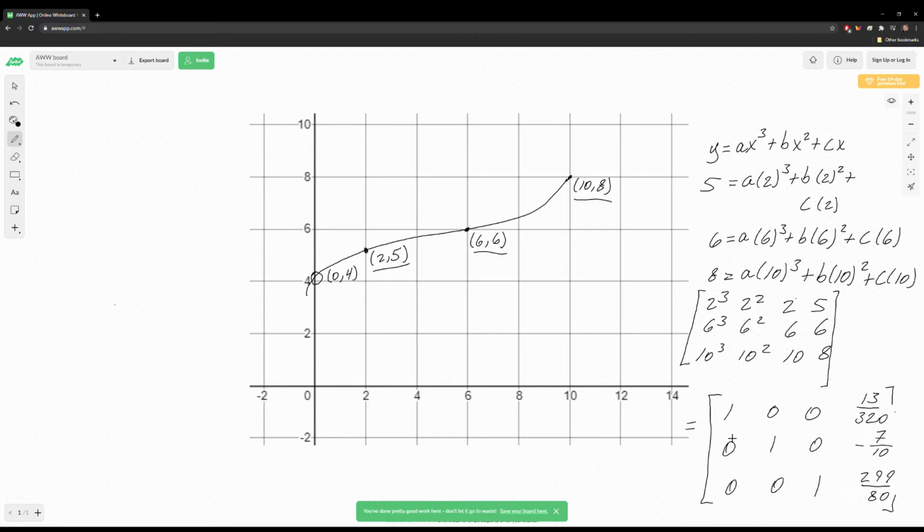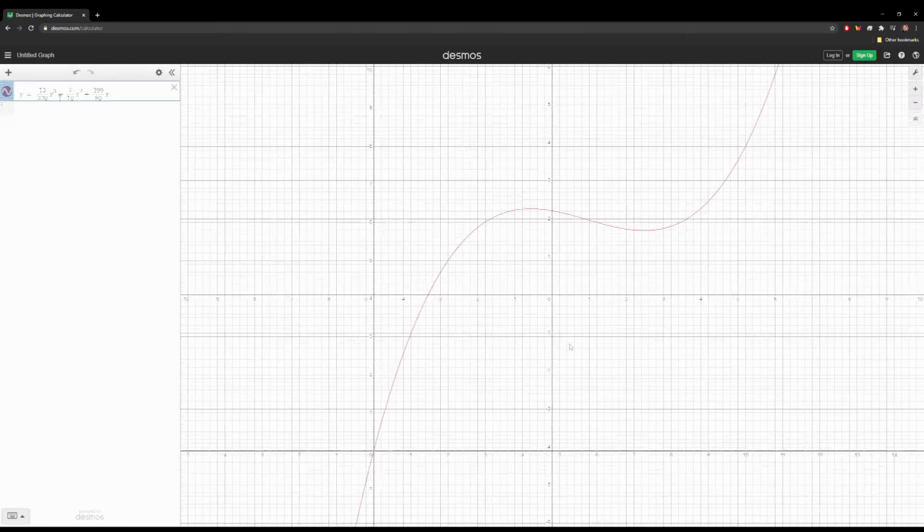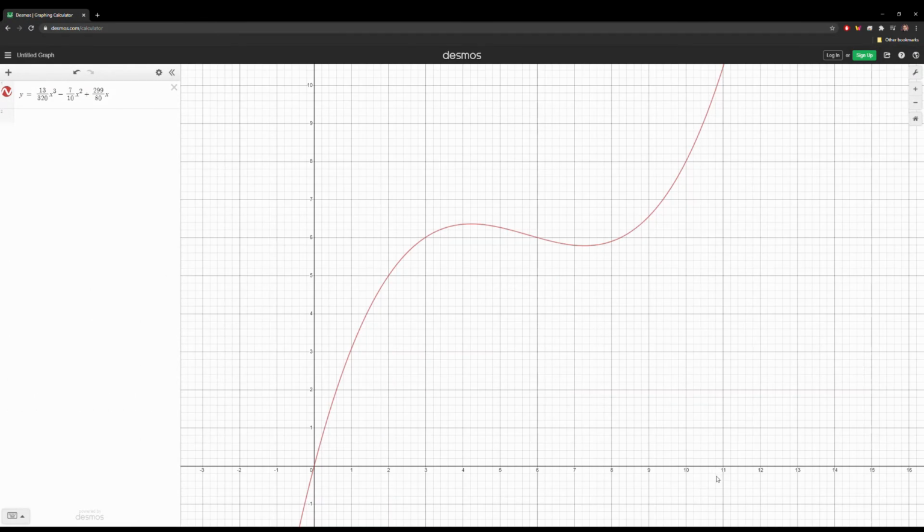So this means that a is equal to 13 over 320, b is equal to negative 7 over 10, and c is equal to 299 over 80. Now we can graph this equation, y equals 13 over 320 x cubed minus 7 tenths x squared plus 299 over 80 x, and see how close it is to the actual equation that we were looking for. You can plug these values in, and you end up with a graph that looks roughly like the graph that we had. Now, because we didn't put in the exact points or as many points as we had in that graph, we do end up with some discrepancies.